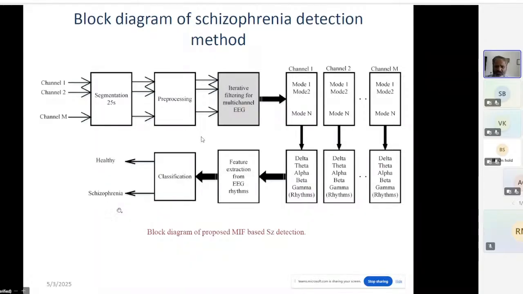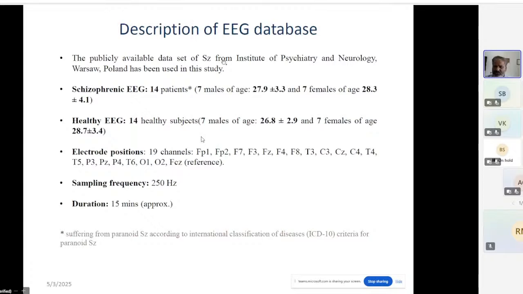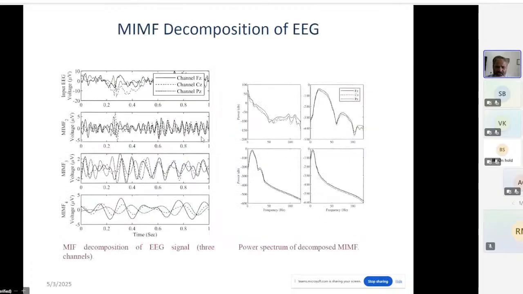For the study, we have taken a publicly available database from the Institute of Psychiatry and Neurology in Poland. For the schizophrenia case, there are 14 patients, 7 males and 7 females. For the healthy case, we have 14 subjects, 7 males and 7 females. The signals are recorded from 19 channels at a sampling rate of 250 hertz, with a duration of 15 minutes. Here you can see 3-channel EEG data. Now you can see the second, third, and fourth IMFs, and you can treat them in the form of an image. So biomedical imaging kind of methods can be studied for schizophrenia detection.